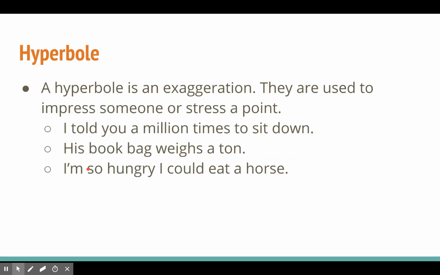Moving on to hyperbole. A hyperbole is an exaggeration. You probably use these all the time. They're used to impress somebody or stress a point. So, I told you 1,000,000 times to sit down. Did I actually tell you 1,000,000 times? No, but I'm stressing that I've told you a couple of times and now I'm frustrated.